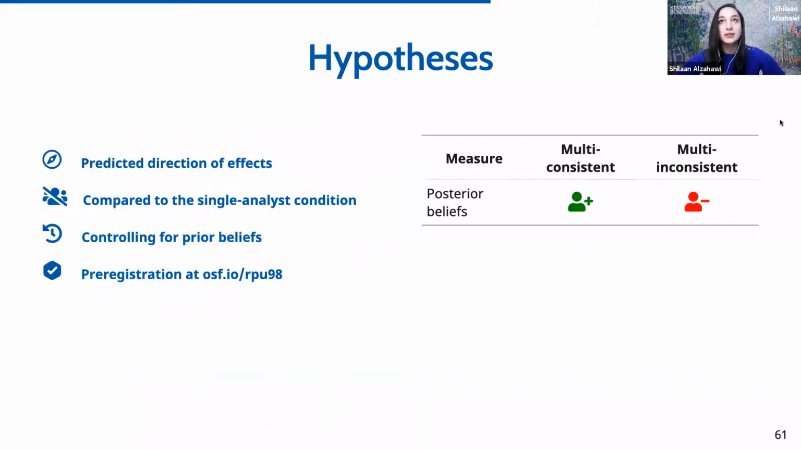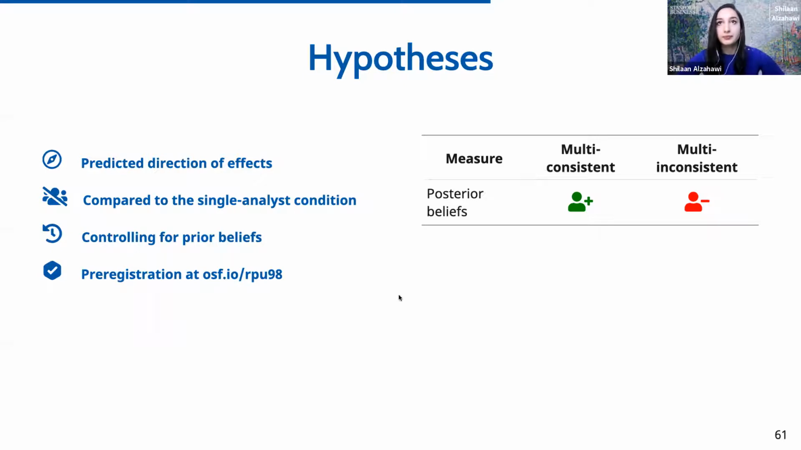So to summarize this, I'm showing here the pre-registered hypotheses in a table. This is the predicted direction of effects compared to the single analyst condition. So we always have the single analyst condition as our baseline, and we're looking at the effects within the multi-consistent and the multi-inconsistent conditions. We also control for prior beliefs, and you can find all these hypotheses at the pre-registration on the OSF.